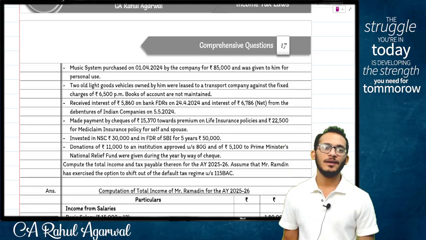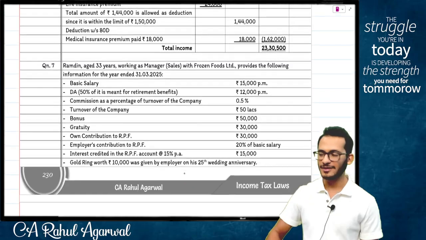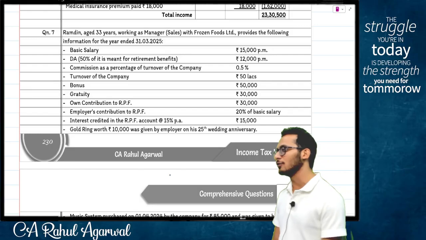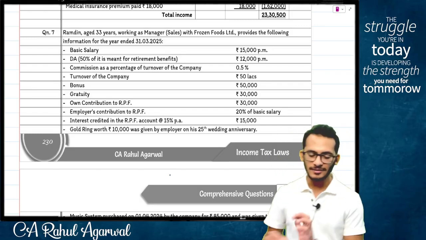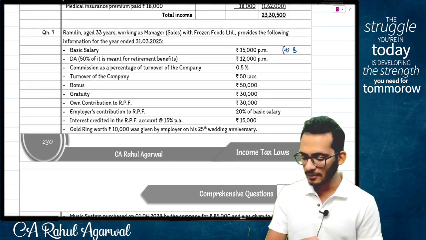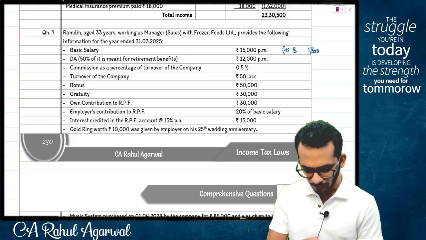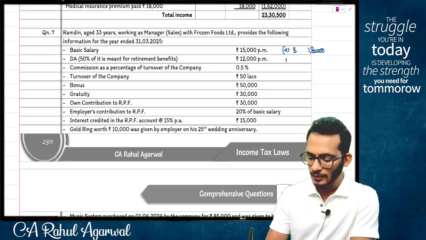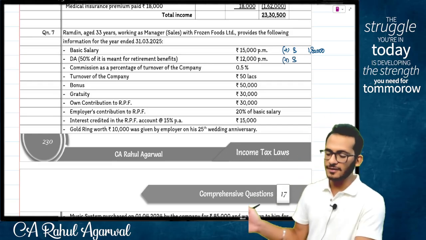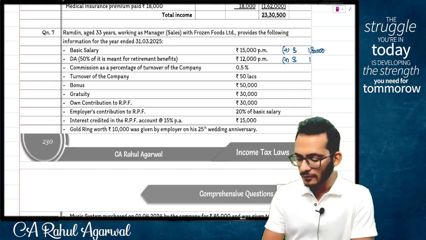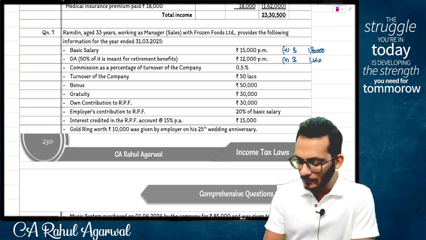I'm going in alternates. People, this is not a PGBP question. It's a total income question. So let's look at each item. You tell me what to do. First item says basic salary 15,000 per month. Take it to amount taxable. Next says DA 50% is forming part, 12,000. Take it to salaries. People, 50% is forming part, taxable amount. Full 1,44,000. DA both are taxable.